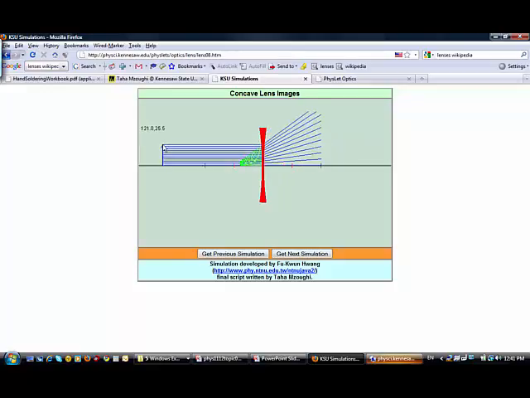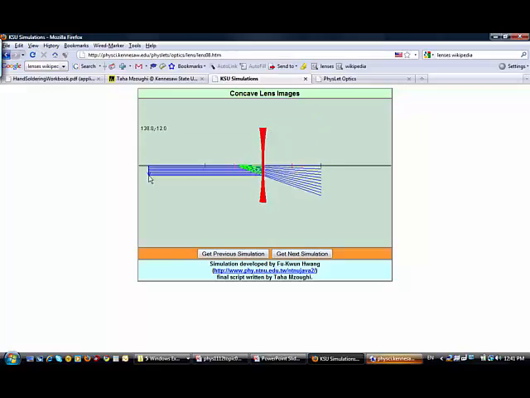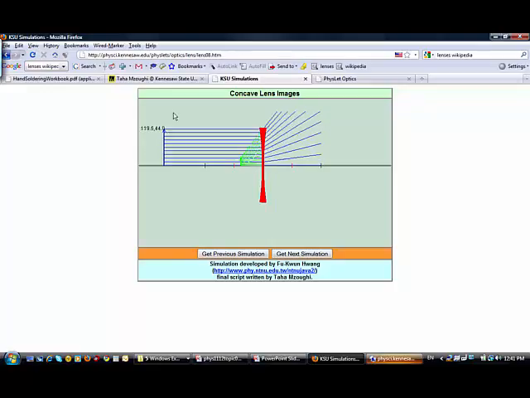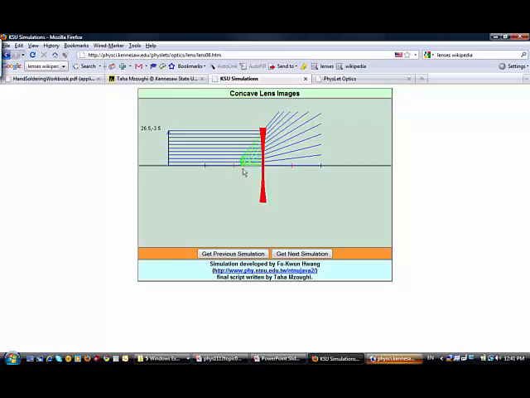Now notice that no matter where I place my object, we always get that virtual image. It's not going to depend on where the object is. Its position and size would depend on where the object is. But the fact that it is virtual and upright is going to be correct all the time. I'm not sure how well you see it. It's a little hard to see, but this is our image.